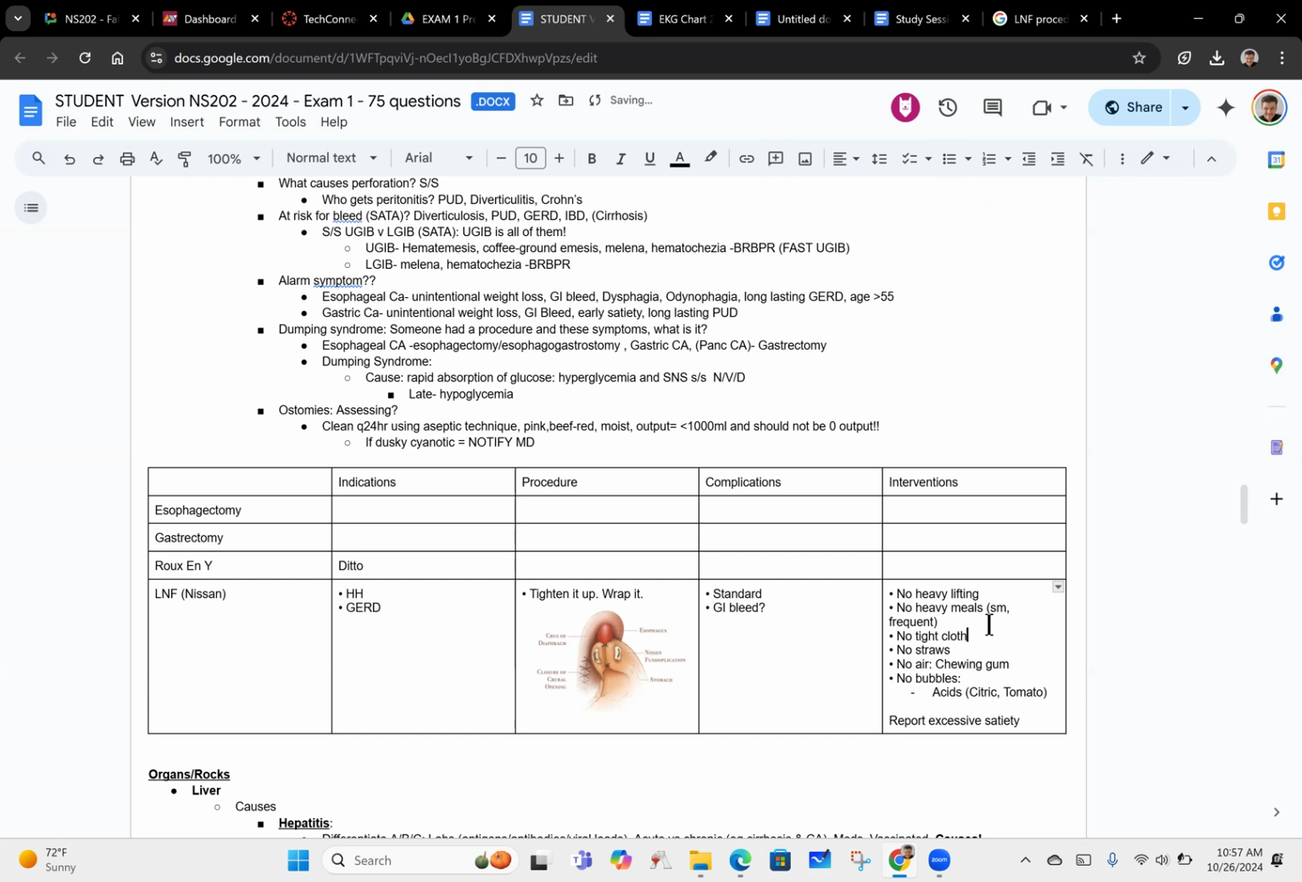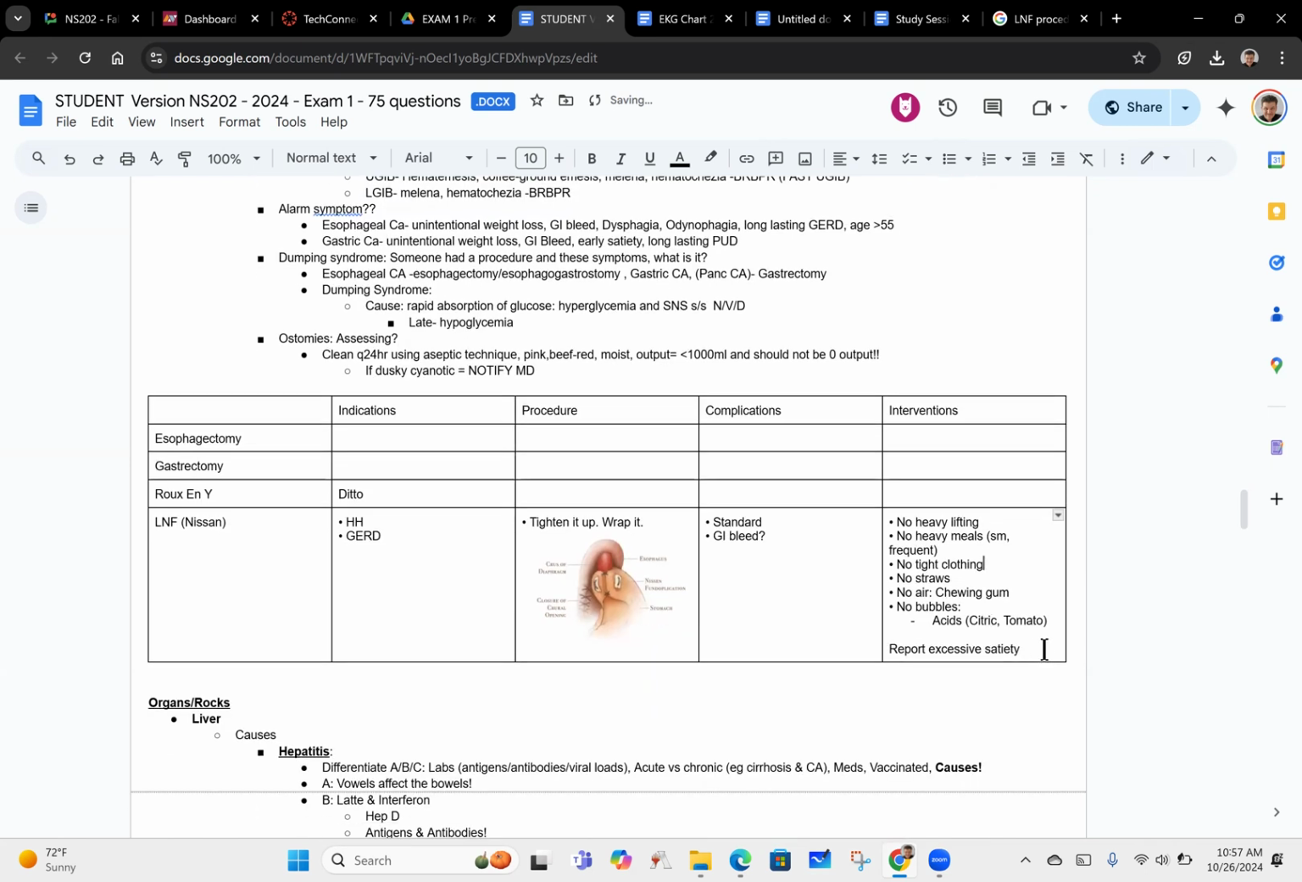No tight clothing, right? You can put the reason why too. They might have cinched off too much of the stomach, for instance.